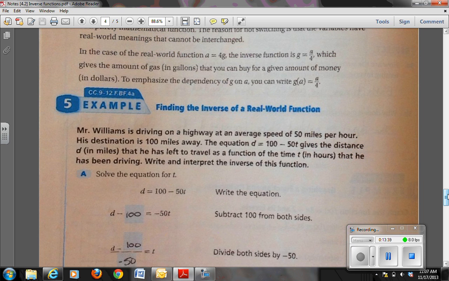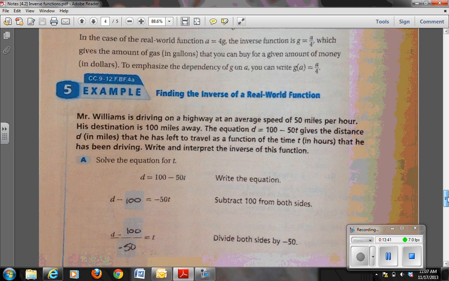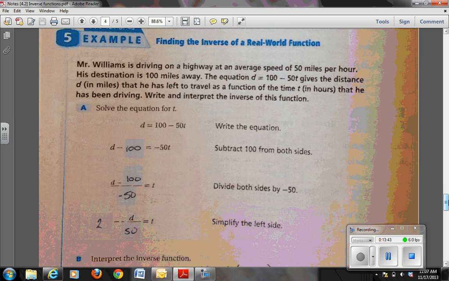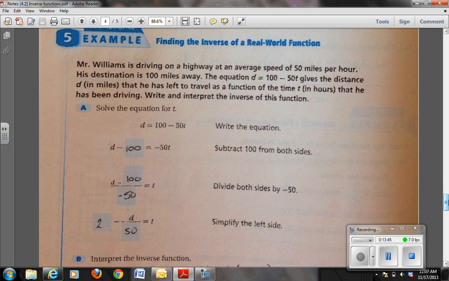So it probably makes a little more sense if I just go straight to this example. It says Mr. Williams is driving on a highway at an average speed of 50 miles per hour. The destination is 100 miles from there. And here's the equation: d = 100 - 50t. So t is going to be our time in hours, and 100 is because you start off 100 miles away and you're going to subtract your rate, which was 50 miles for each hour t.